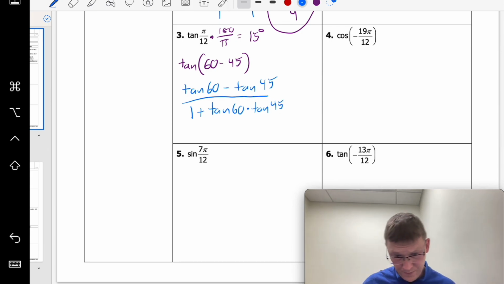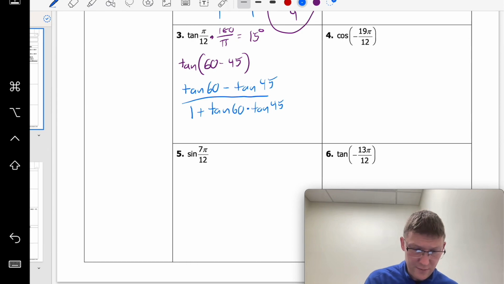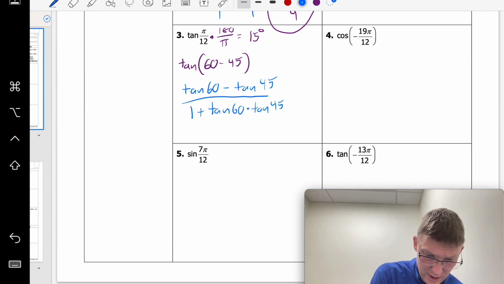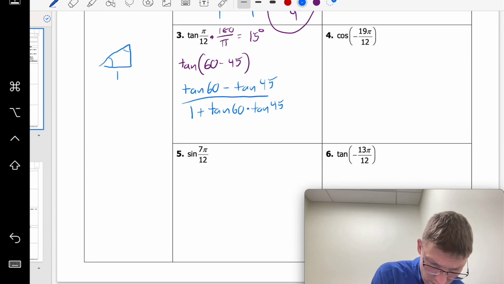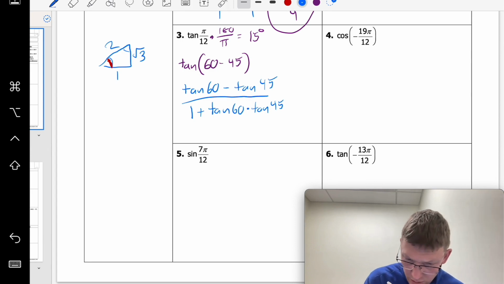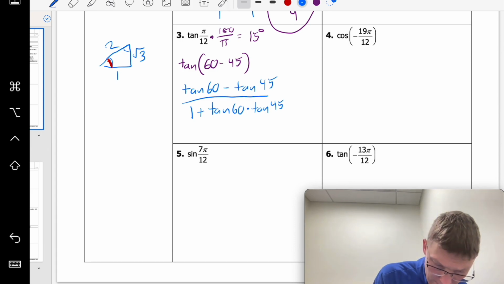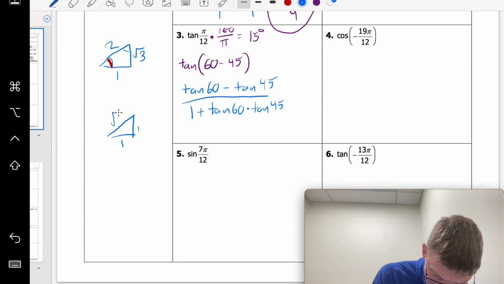Okay, so tangent of 60 is just going to be a triangle like this. And that's my 60. That's my 30. So it's going to be 1, 2, square root of 3. And we are dealing with this angle right there. And then we're going to do tangent of 45. That's just this guy right here. 1, 1, square root of 2.